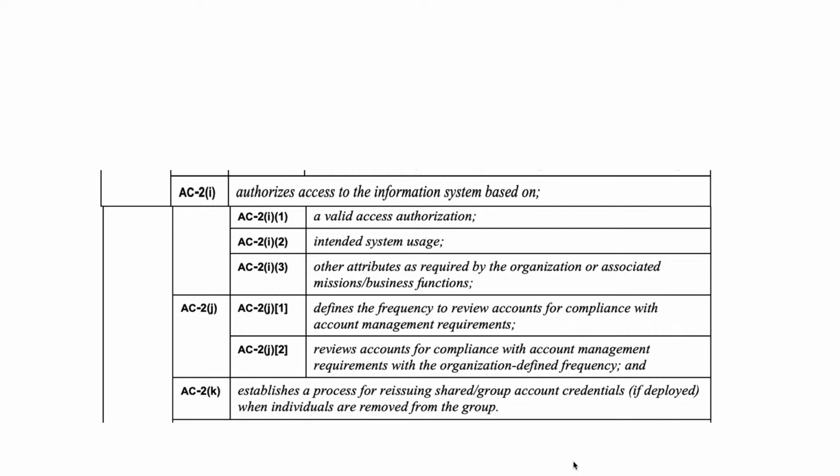Define the frequency for review of accounts, and then prove that you are reviewing it. So if you're telling me you're reviewing it annually, I want to see the last time you reviewed it. If it was a year and a half ago, there's a problem, right? If it was a year ago, you're good. If it was 11 months ago, you're good. But if it's 2 years ago and you're saying you're reviewing it annually, there's a problem. That's what the assessor is going to look for. You're going to document it, and they're going to want you to prove that you're doing it, right?